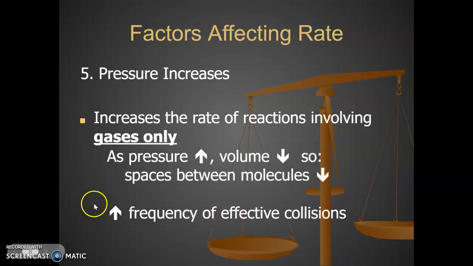And this happens because as the pressure increases, the volume decreases. So the space between the molecules also decreases. Same idea as when you're increasing the concentration. This, of course, increases the frequency of collisions and then leads to a higher rate of reaction. But again, pressure increases only affect gaseous systems.